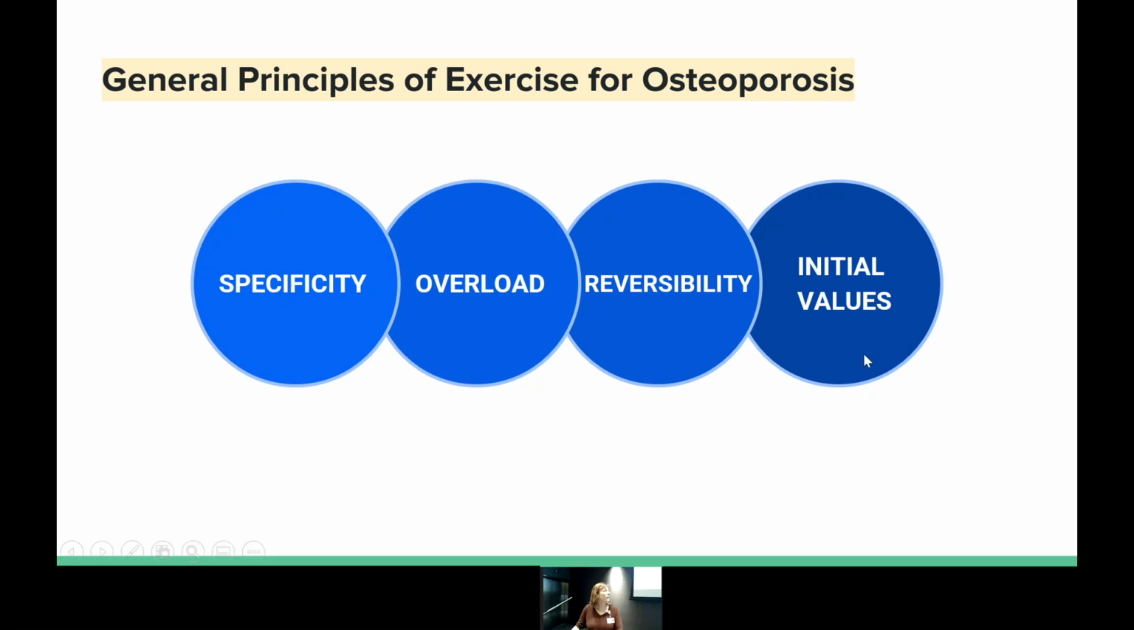And the final one down here, initial values. This just refers to the fact that those who are more deconditioned, maybe their strength isn't as good, their endurance isn't as high, or their bone mineral density is lowest, they actually have the most to gain from starting an exercise program. Research shows that improvements are more significant when you first begin a new exercise program. So I'm hoping that maybe that motivates you to consider starting an exercise program or start some new habits if that's not part of your lifestyle.